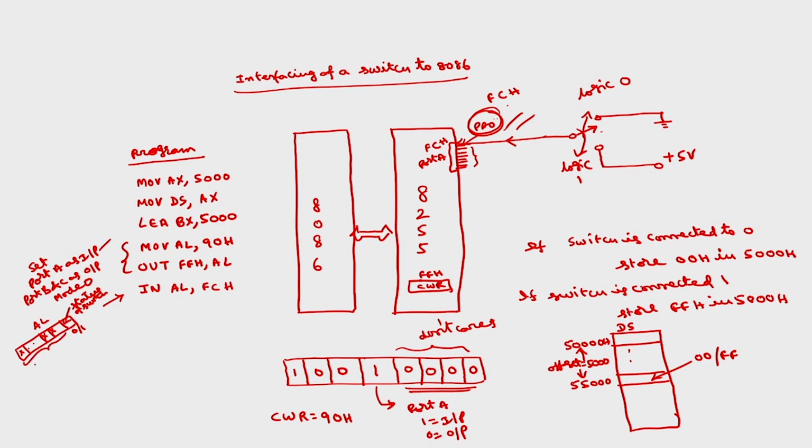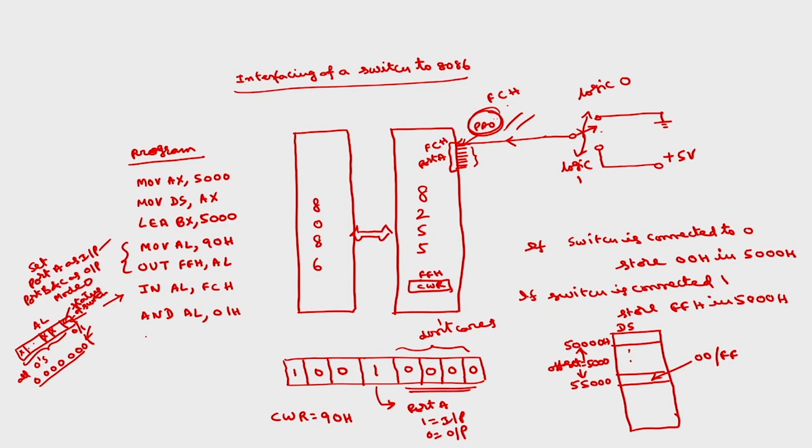So, I will just make the rest all zeros. For that I am using AND AL comma 01. This data, whatever it is, you are ANDing with 0000 0001. So, what happens? This bit remains the same, whereas all the remaining bits become zeros. After this AND operation, if the result in AL is 0, the switch position is 0. If the result in AL is non-zero, because the remaining 7 bits are zeros, the switch is connected to logic 1.